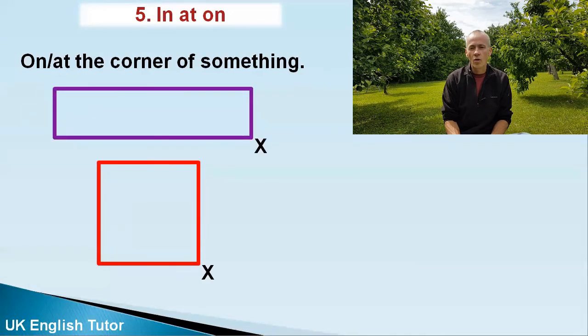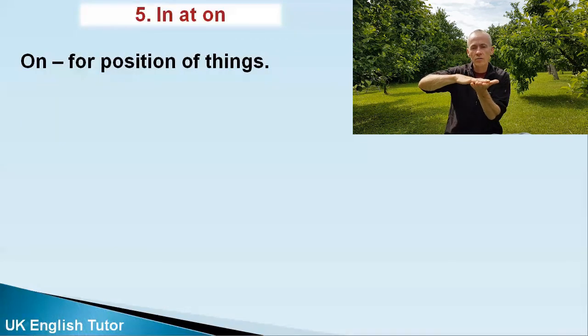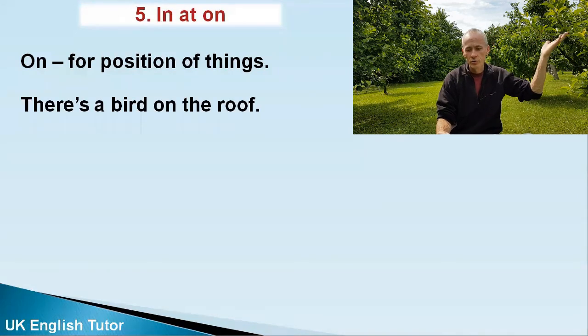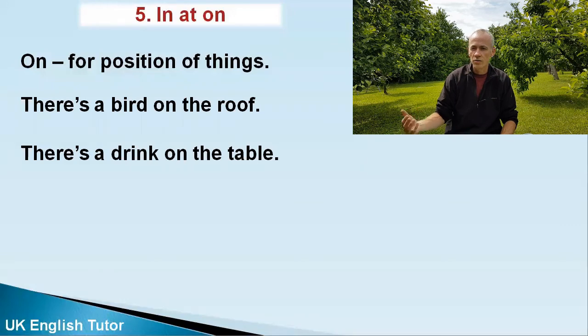The preposition on is used when something is on top of another thing. Usually it's above a thing when you're talking about physical location. So there's actually some logic to that part, like there is a bird on the roof, there is a drink on the table. I could say that my glasses are on my head. They're kind of at the top.